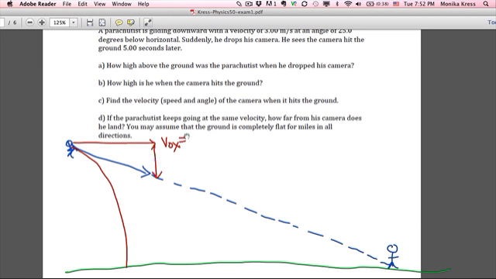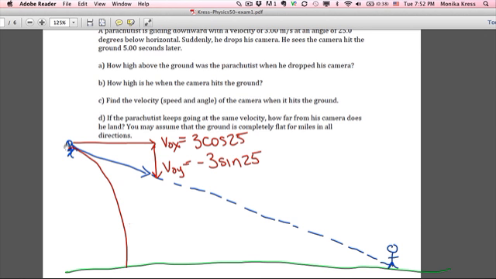Okay, v naught x is going to be equal to 3 cosine 25. V naught y is equal to minus 3 sine 25. Now it doesn't matter if you put the minus sign in by hand like I did, or if you put positive 3 times the sine of negative 25, this term should come out negative. Okay, don't put the negative sign in twice.